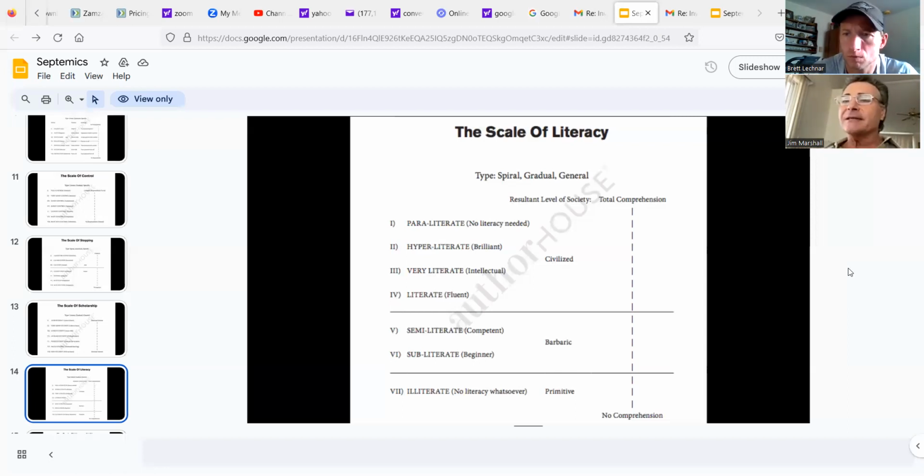Now, let's go back to the top, paraliterate. Paraliterate, again, remember I said, the top and the bottom don't usually make sense to most people. Paraliterate is no literacy necessary or no literacy needed. This is a person who's beyond literate. This is a person who's telepathic. This is a person who can just read your mind. This person doesn't need to read a book. He can just get it right from your mind without you talking to him.